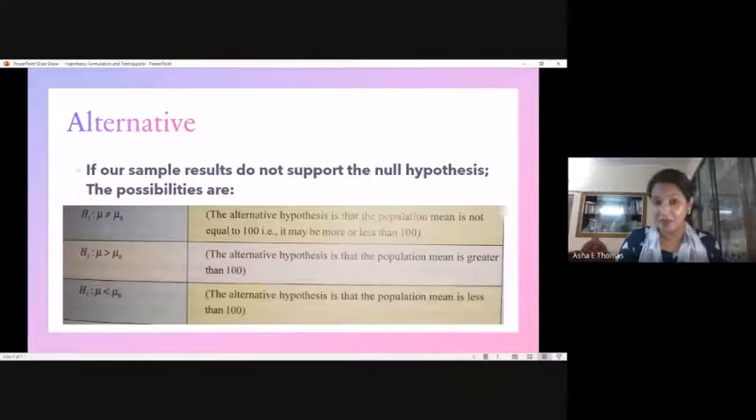So the researcher will be accepting the alternative hypothesis, and there can be three possibilities for the alternative hypothesis. One is a common possibility: the population mean is not equal to the sample mean. Yes, the average mark for the population is 80, the average mark for PG students is 90. So the population mean is not equal to the sample mean. I can say that, or I can say that the population mean is greater than the sample mean.